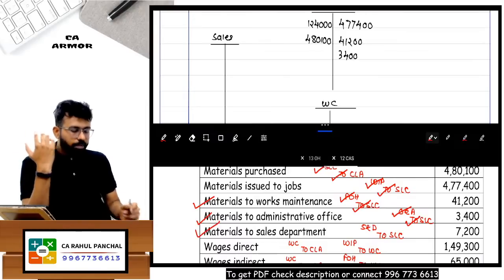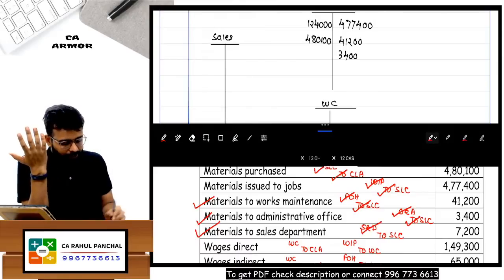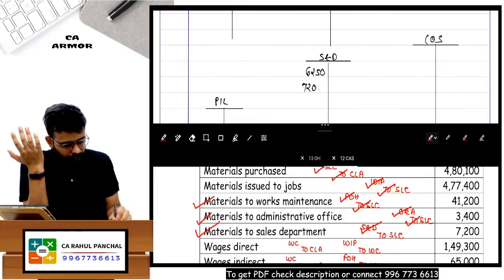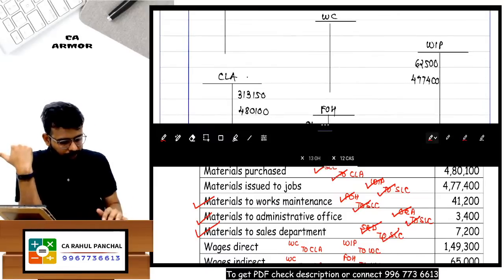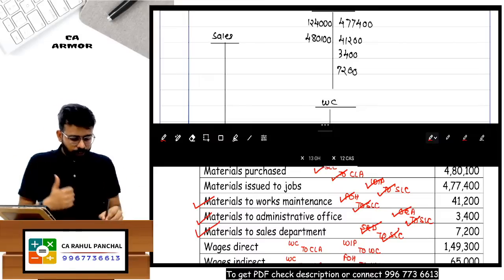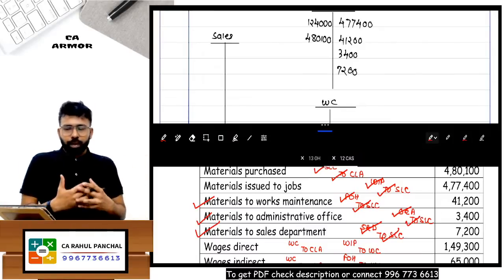After that, material sent to the sales department. When you say sales department, it means S&D debit will be 7,200. This much material we have received, and SLC account will be credited with that 7,200. It has been issued by selling and distribution. Okay, so we have passed all the entries, double entry is done.